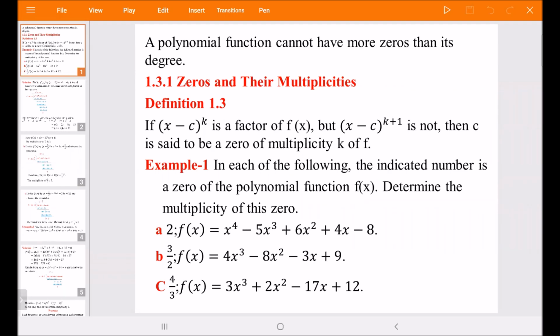So today we are going to see zeros and their multiplicities. But you have to note this point: a polynomial function cannot have more zeros than its degree. The maximum possible number of zeros a polynomial can have is always equal to its degree. For example, a polynomial whose degree is 3 can have 3 different zeros at maximum, or it can have 2, 1, 0. All these are possible. But the maximum possible number of zeros a polynomial can have is equal to its degree. This is an important point.